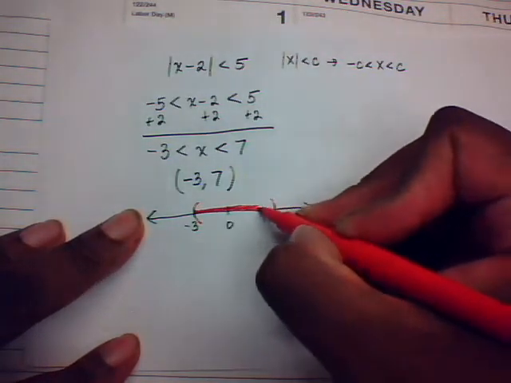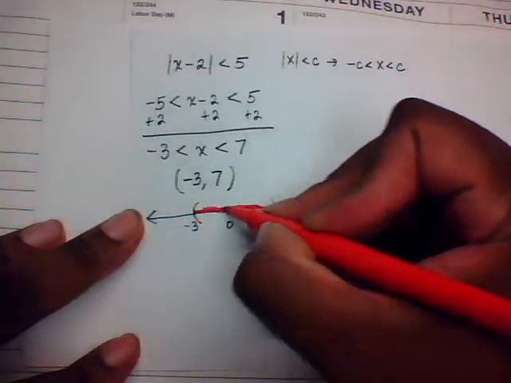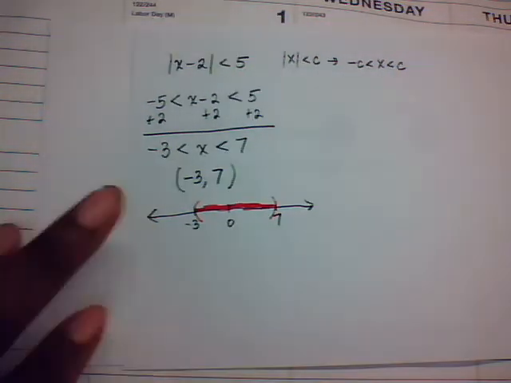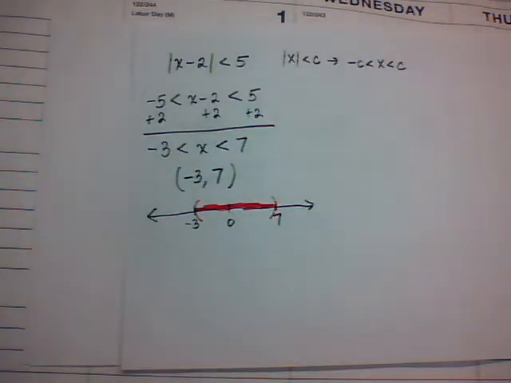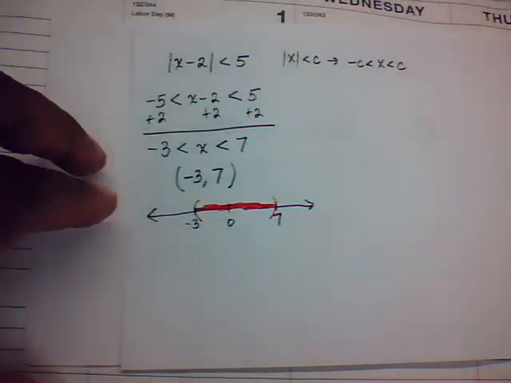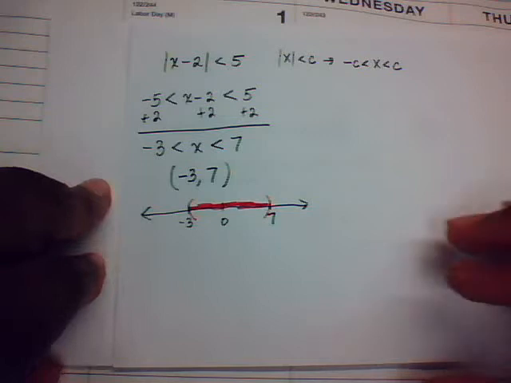We're going to shade in between to show that the values of x are between negative 3 and 7. And it doesn't include those endpoints. Okay, so that's basically how you'll solve an absolute value inequality like this one.